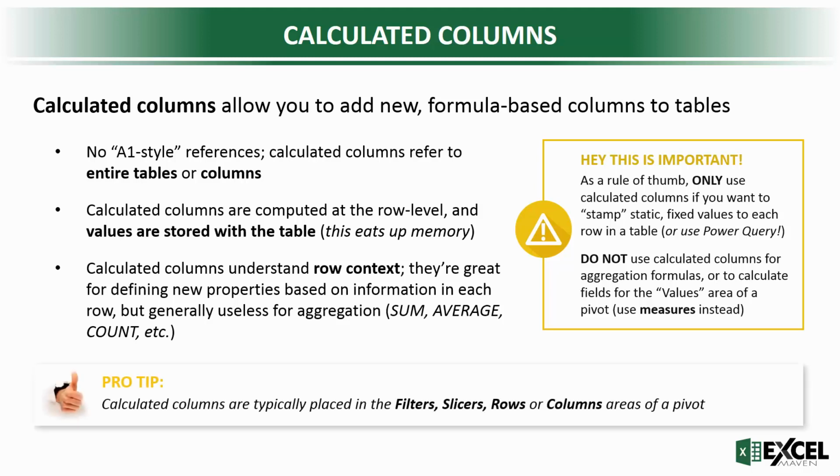So pro tip, calculated columns are typically used to create fields that you're going to place in the filters or slicers or row labels or column labels of a pivot. So these are the types of typically text-based attributes or characteristics that you want to use to filter or segment out your data.